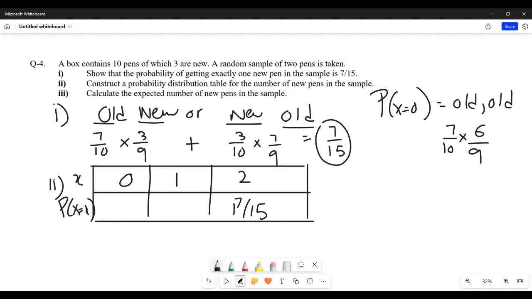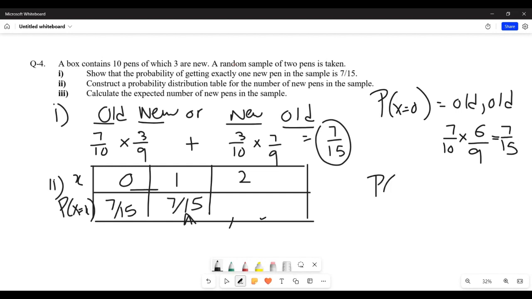Acha, sorry, this was supposed to be 7 by 15, that one new pen is drawn. I wrote it in the wrong column. This was 7 by 15. We haven't found the probability that both the pens are new. Okay, so the answer for this is also 7 by 15. So we write 7 by 15 here.